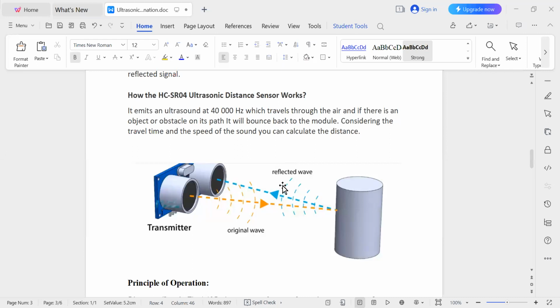So this is all about the ultrasonic sensor HC-SR04 to measure the distance of an object, and this is a very useful sensor in IoT applications. Thank you for watching this video.